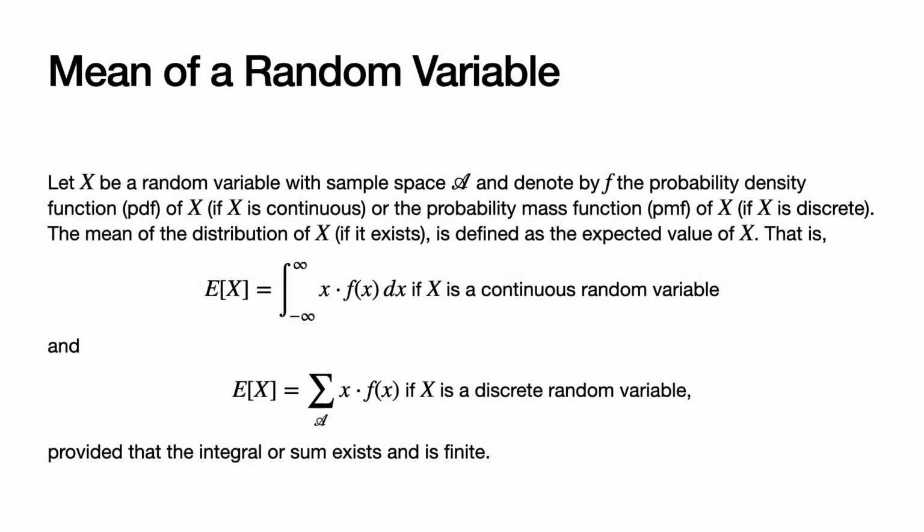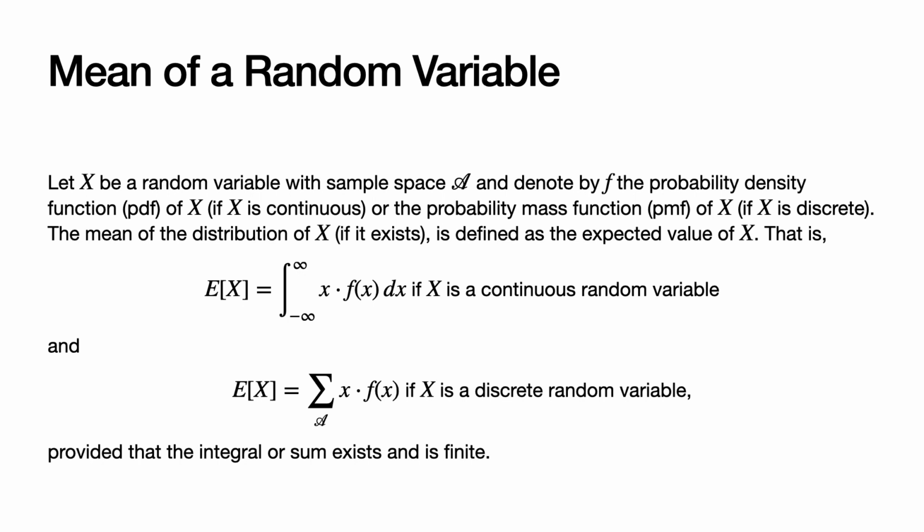The first characteristic is the mean of a random variable, or equivalently, the mean of the distribution of a random variable. Let X be a random variable with sample space denoted by script A, and denote by lowercase f the probability density function, or PDF, of X if X is continuous, or the probability mass function, PMF, of X if X is discrete. The mean of the random variable X, or in other words, the mean of its distribution, if it exists, is defined as the expected value of X.